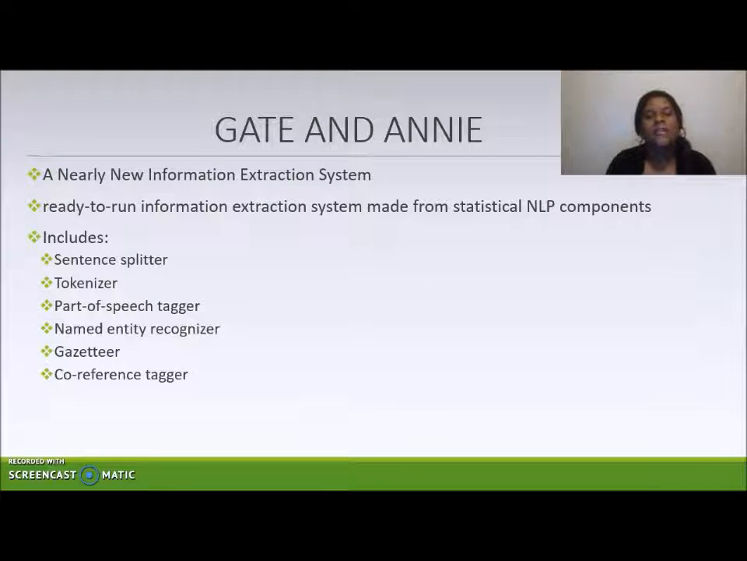Okay, remember I told you that GATE has an application called Annie. Annie is abbreviated for A Nearly New Information Extraction system. Annie is a ready-to-run information extraction system made from statistical NLP components. It includes a sentence splitter, tokenizer, part-of-speech tagger, a named entity recognizer, a gazetteer, and a co-reference tagger.